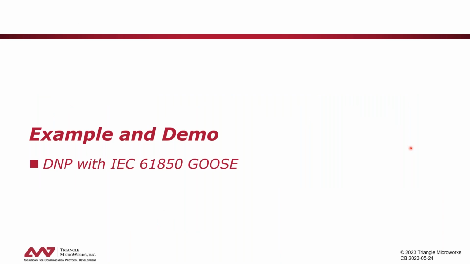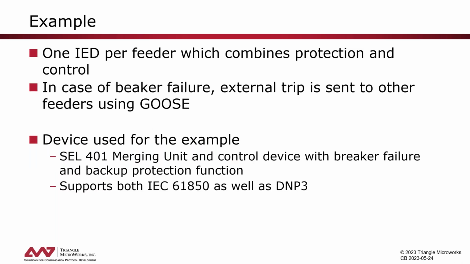Now let's do a little example, followed by a demo later on. For our example, we are using one IED per feeder, which combines basically protection and control functionality. So in case of a breaker failure, an external trip is sent to the other feeders using GOOSE. The device that we are using in this case will be an SCL 401 merging unit and control device with an integrated breaker failure and backup protection function. This device supports both IEC 61850 as well as DNP3.